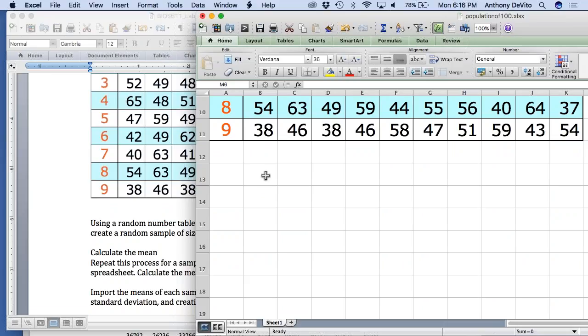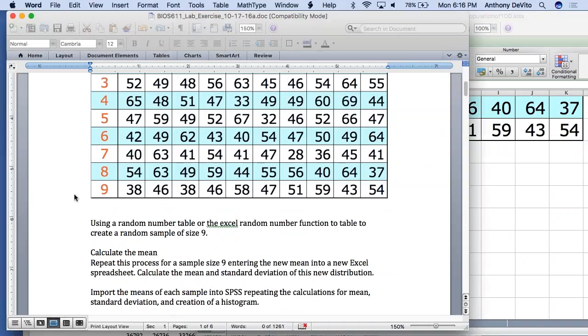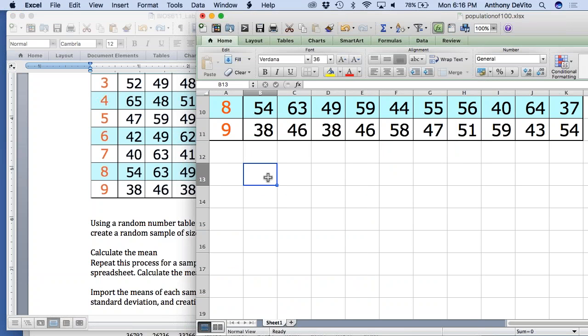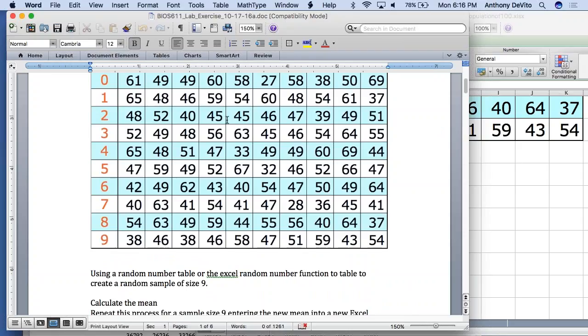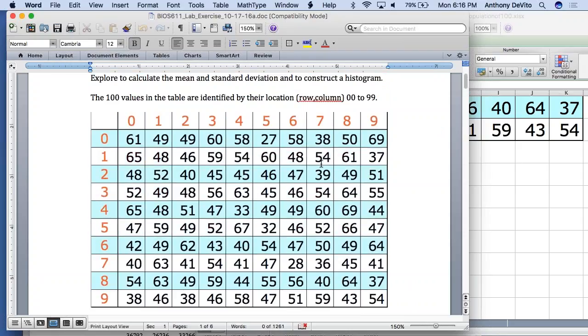Okay, I'll do my own. What did I say, row 6, column 5 was 54. And row 2, column 8 was 49.